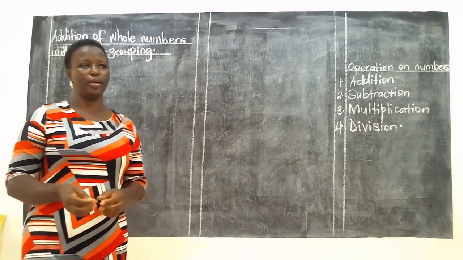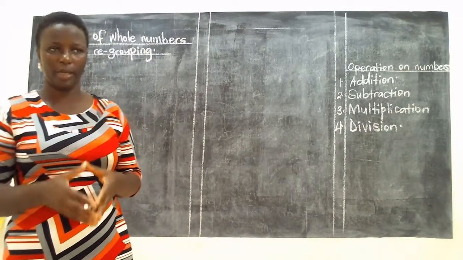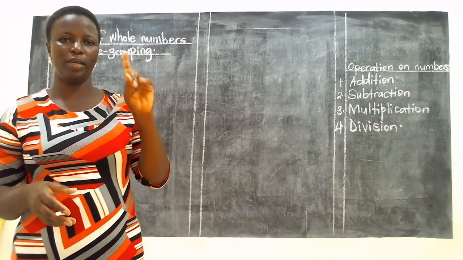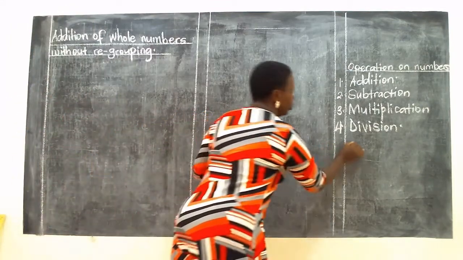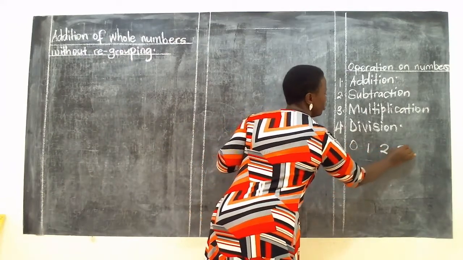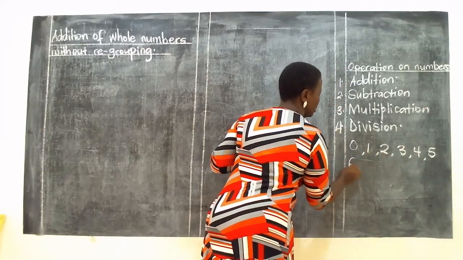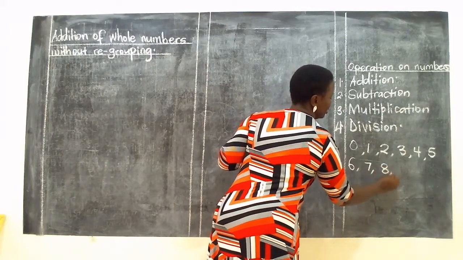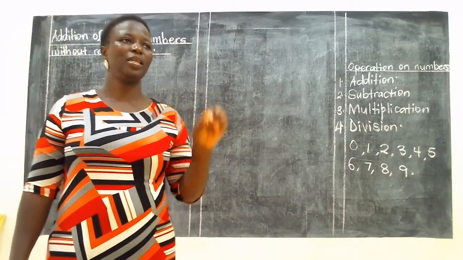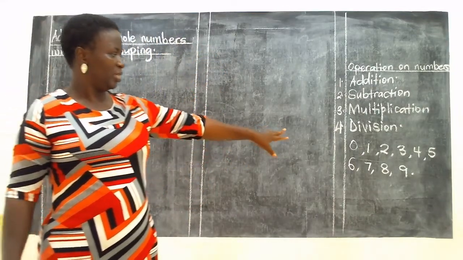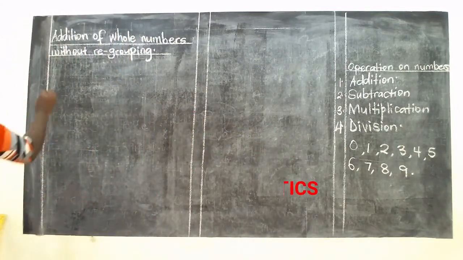When we are adding whole numbers without regrouping, it means that the sum of all the numbers we shall get will not be exceeding a one-digit number. The one-digit numbers are 0, 1, 2, 3, 4, 5, 6, 7, 8, and 9. So whichever numbers you add, they will give you a sum not exceeding a one-digit number. For example, Example number 1.